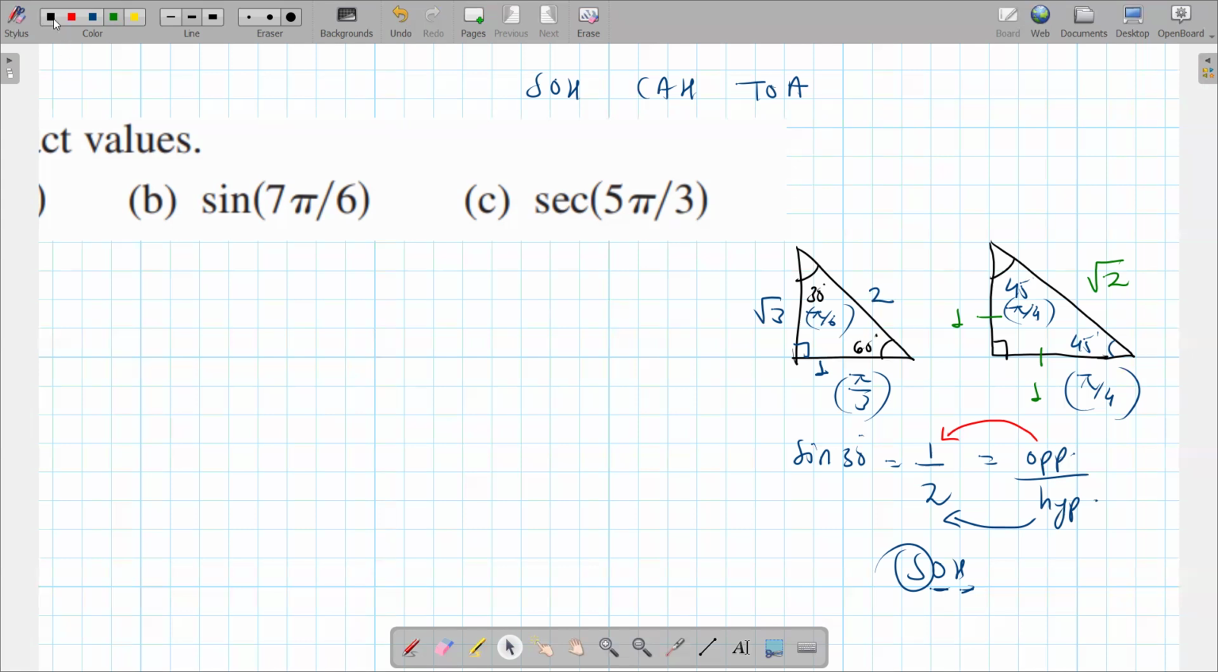So the question was, which quadrant is 7 pi over 6 in? Okay, so let's draw them out. 0 is here, 90 is here, 180 is here, 270 is here, and 0 is the same thing as 360. These are in degrees, right? This is very simple stuff. This is just a Cartesian plane.